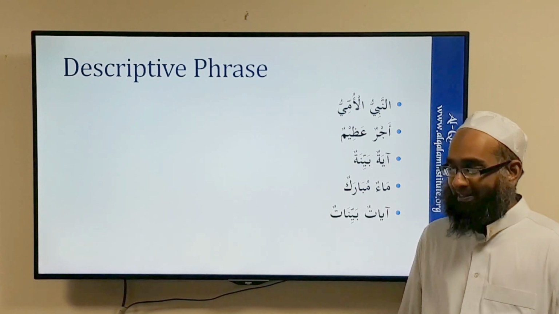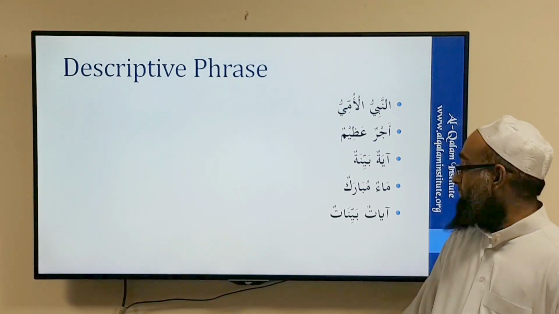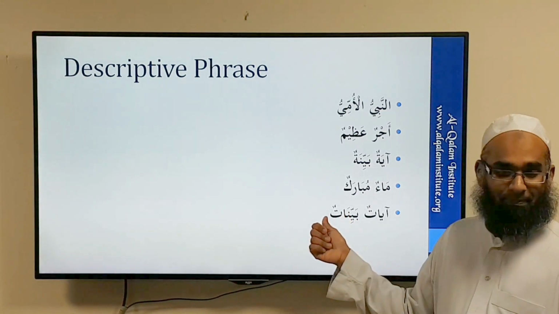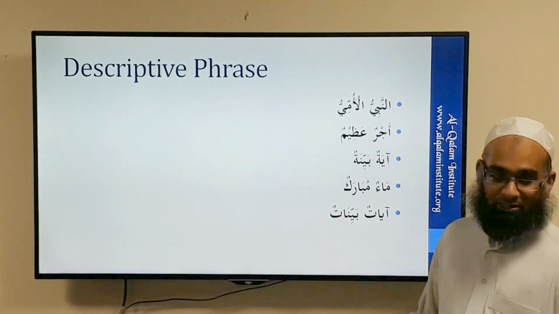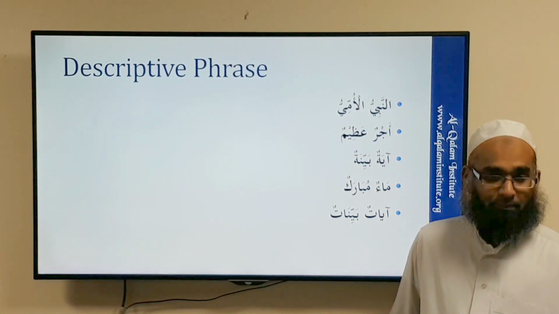Is it mukassar or salim? Muzakkar or muannas salim? Salim muannas, atun. And that's why this also matches to become muannas salim. Yeah. So what would the translation be? A clear verse. A clear verse.